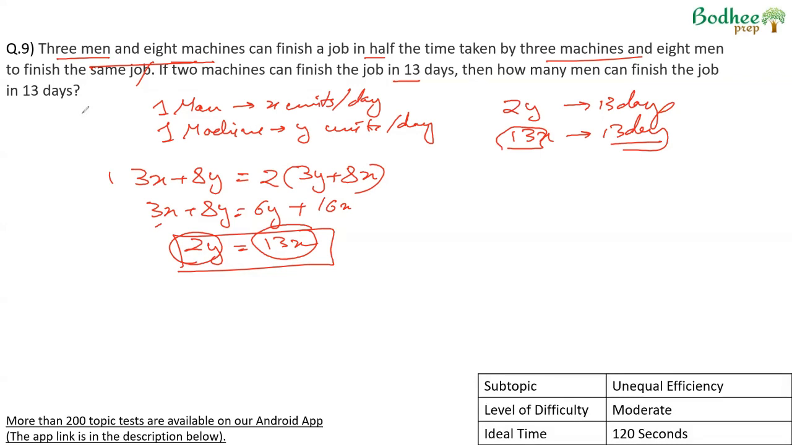If done properly, the solving time reduces. Rather than getting completely embroiled in equations, I stop my answer here, because at the end of this is the ratio that we are looking at. We get 2 by 13x, and therefore 13 becomes the answer.